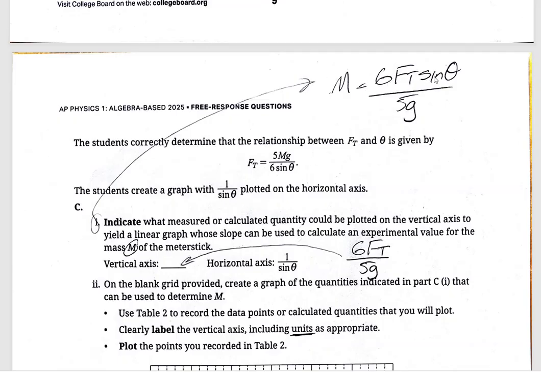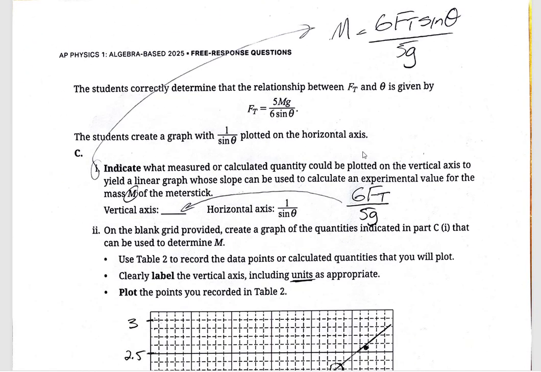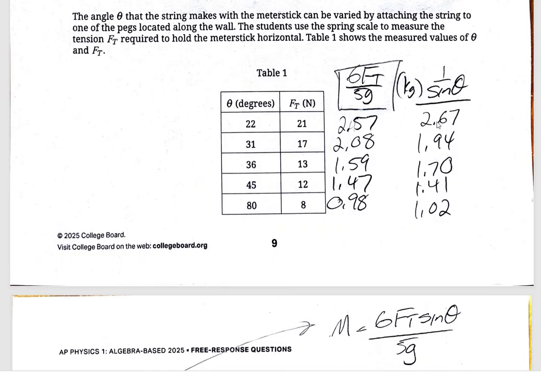And they said graph 1 over sine theta on the x. All right. You know what I put on the y? 6Ft over 5g. Doing that whole thing. Once I decided that, and again, the first thing I did was rearrange the math for the thing that I want. Okay. I went back up to my chart. I did 6Ft, 5g, 1 over sine theta. I put all these things in my chart so I knew what to plot.